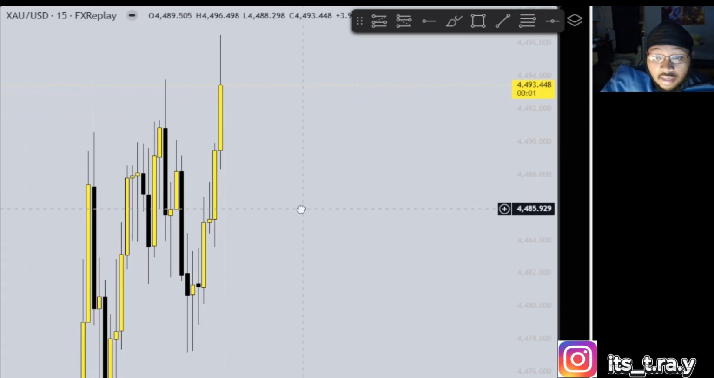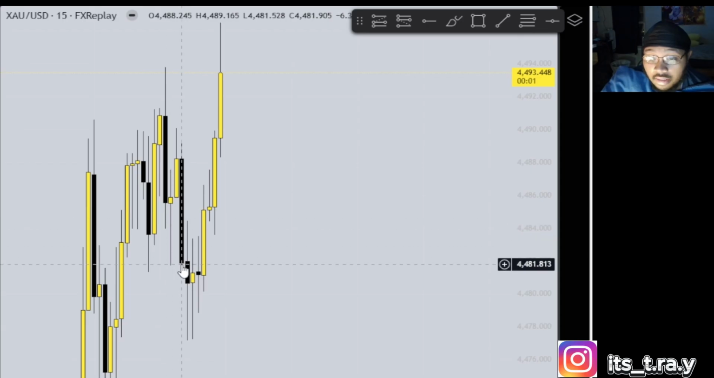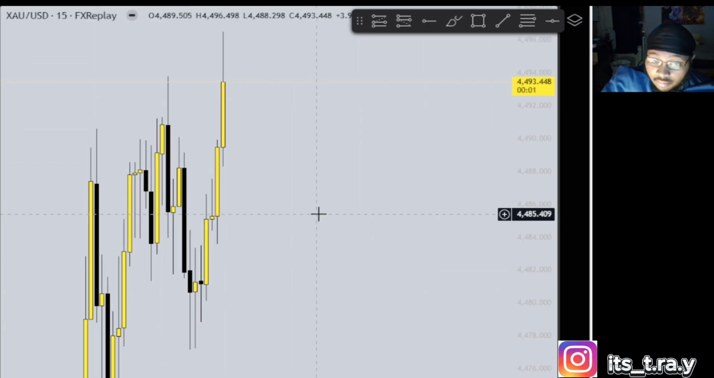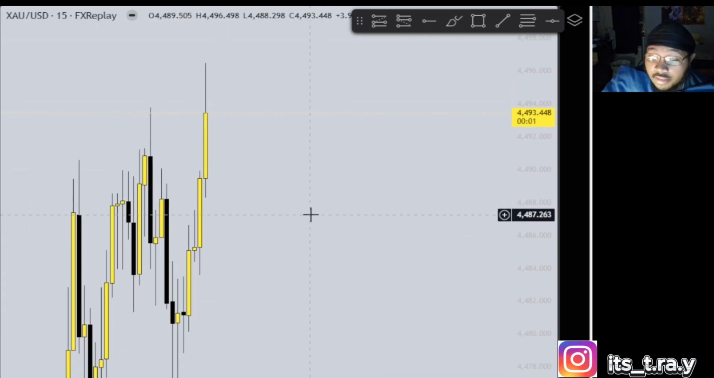Now bearish candles are just the opposite. They open at the top and they close at the bottom. And remember, bearish means going down. So going over it one more time. Hold on.